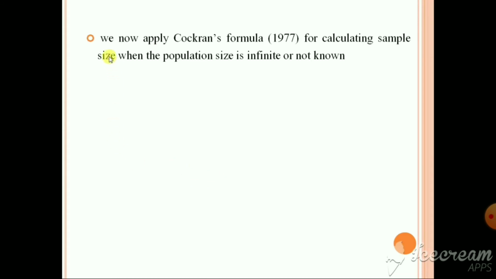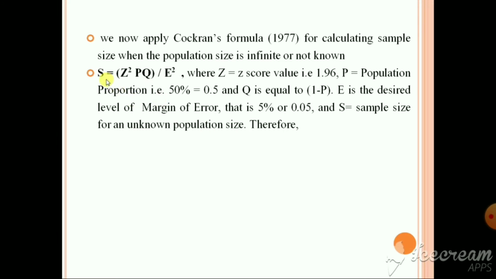We now apply Cochran's formula developed in 1977 for calculating sample size when the population size is infinite or not known. So S, the sample size, is equal to Z squared PQ by E squared, where Z is the Z score, that is 1.96, P is the population proportion, that is 50% or 0.5, and Q is equal to 1 minus P. E is the desired level of margin of error, that is 5% or 0.05, and S is the sample size for an unknown population size. Therefore, by substituting these values, we get the sample size equal to 384.16.